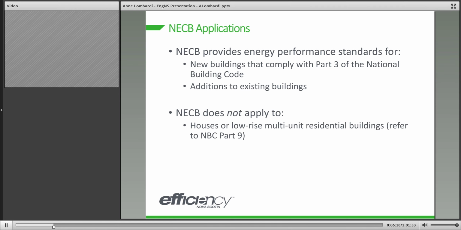The NECB does not apply to houses or low-rise multi-unit residential buildings. These are covered in the National Building Code Part 9, and within Part 9 there's a section, 9.36, for energy efficiency requirements in those types of buildings. The NECB also does not apply to renovations of existing commercial buildings. So if we have a large building that is undergoing a retrofit, even if it's a deep energy retrofit, that building is not subject to the requirements of the NECB. There has been some talk about developing a specific retrofit code, but that would likely not fall into the NECB. It would be its own code.